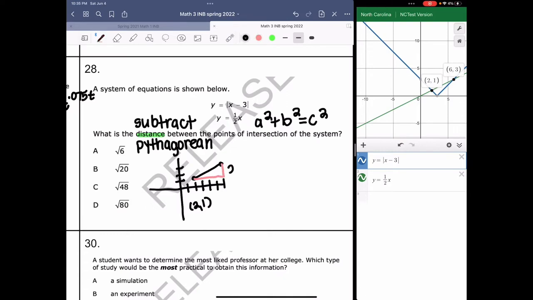So we have a distance of 2 and a distance of 4. We're doing Pythagorean theorem for 2 and 4. We're going to do 2 squared plus 4 squared, and that's going to help us find c squared. So 2 squared is 4, plus 4 squared is 16, so that's 20. So c squared is 20; we take the square root, and my distance is the square root of 20.